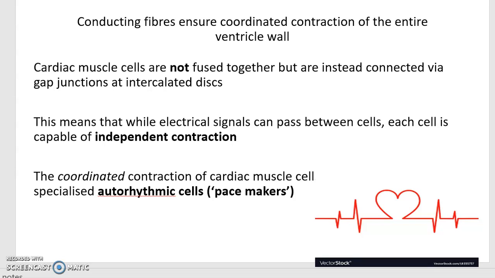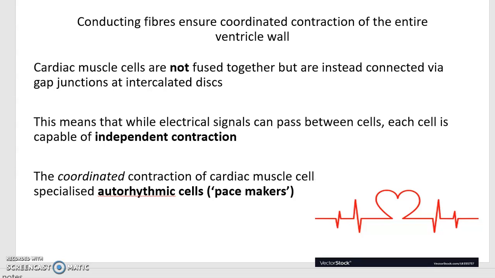So a quick reminder that cardiac muscle cells are unique. They're not fused together by tight junctions. Rather, you've got gap junctions at intercalated discs. Remember also that cardiac muscle cells are very branched, and this allows fast signal propagation in 3 different directions.